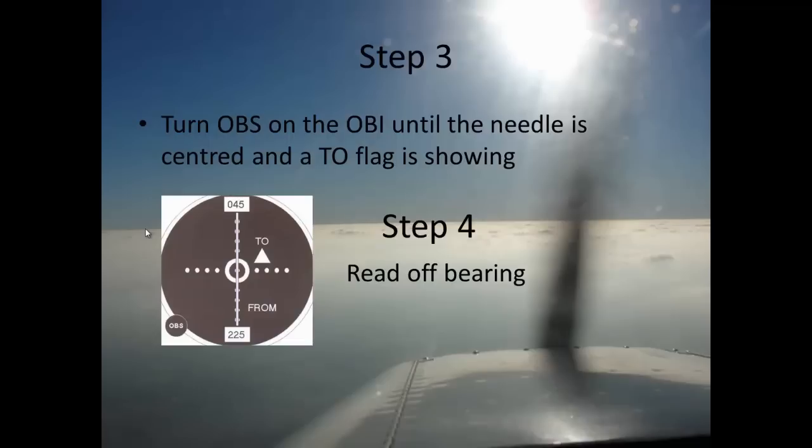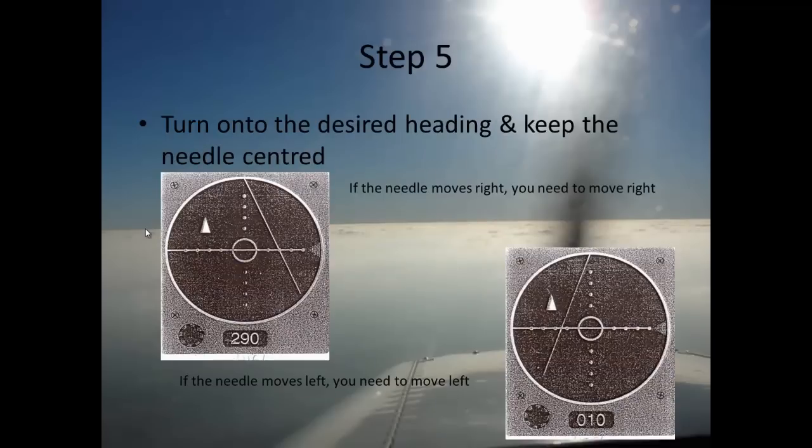If you're flying towards a VOR, it's very important that the to flag is showing, because on the instrument the flag can either show to or it can show from. Very important that if you're flying to a VOR, make sure the to flag is showing. Keep turning the OBS dial until the needle is centered. Once the needle is stable and centered, read off the bearing given on the top of the dial, and then turn the aircraft towards that bearing.